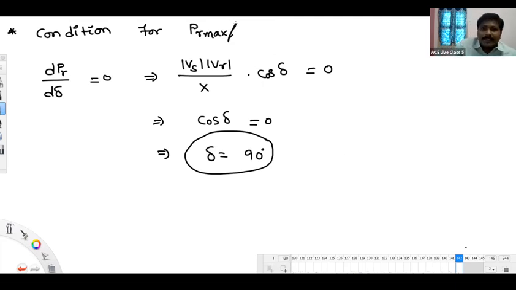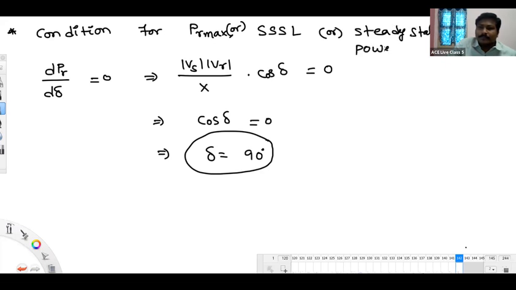Sometimes the maximum power transfer capacity is also called steady state stability limit, or you can say steady state power limit. We discussed it in the stability analysis.